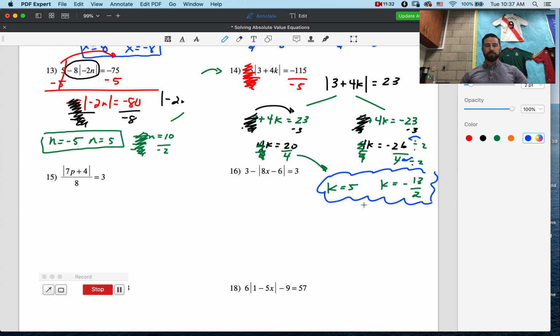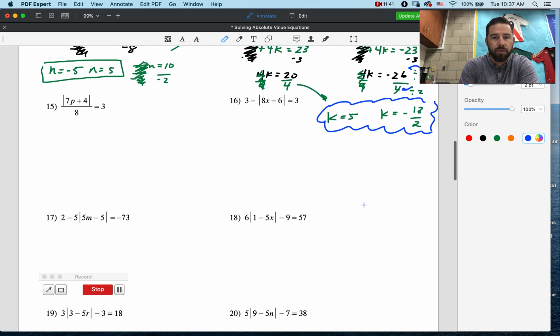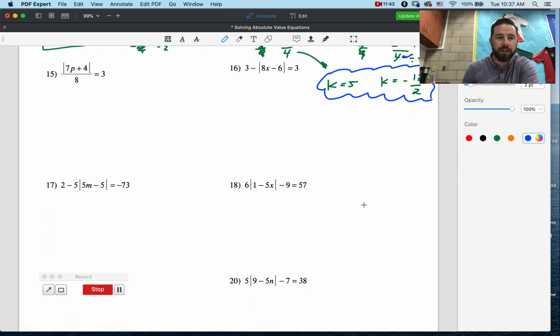for number 14. So a little crazier, I totally get it, but it's not too bad. It really isn't. Okay, now we're going to come over here to 15, and 15 just looks different.